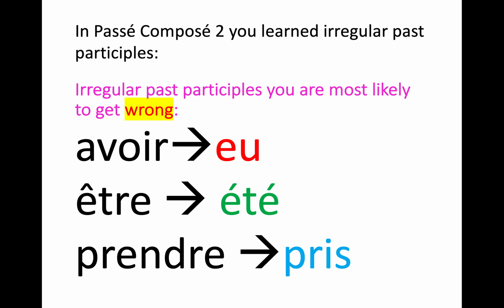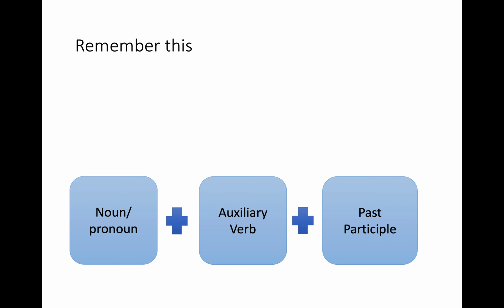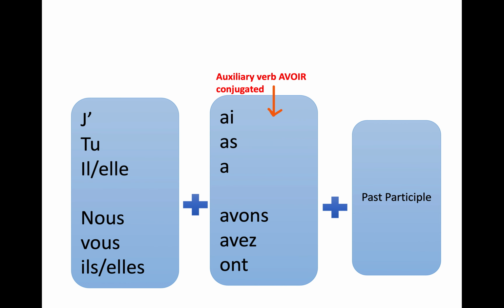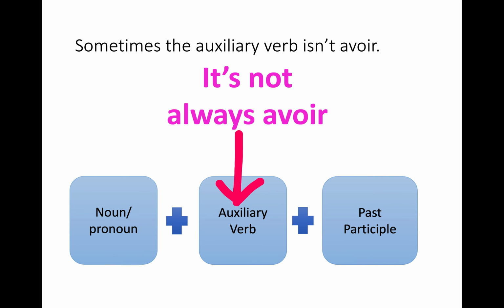And we learned that the irregular past participles you are most likely to get wrong are avoir, être, and prendre. And those are eu, été, and pris. So, before we jump in, remember this, the 3 parts: noun or pronoun, auxiliary verb, and past participle. And we remember you learned that the auxiliary verb is avoir conjugated.